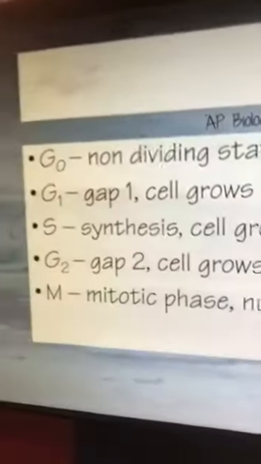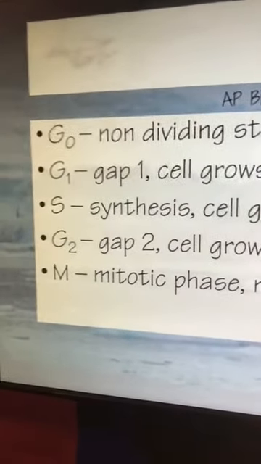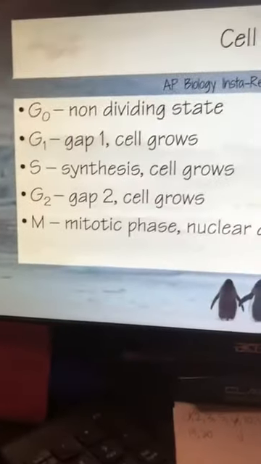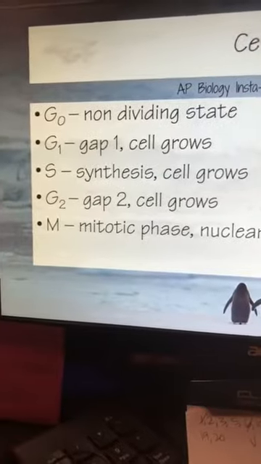So going back into interphase, G1 is gap 1. This is when the cell is going to grow. It's going to get itself a little bit bigger. By getting bigger, it allows enough space so that when it divides, the cell will be the exact same size that it was before. We'll then go through the S phase, which is where we go through DNA replication. We'll make a copy of all the DNA.